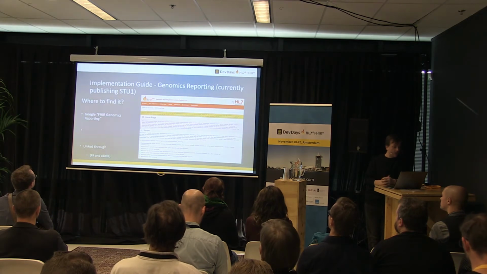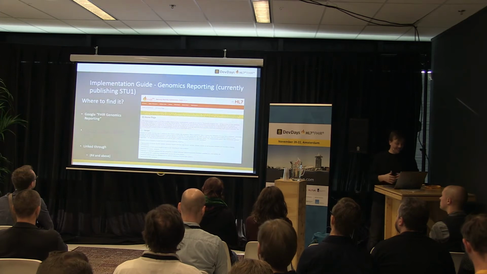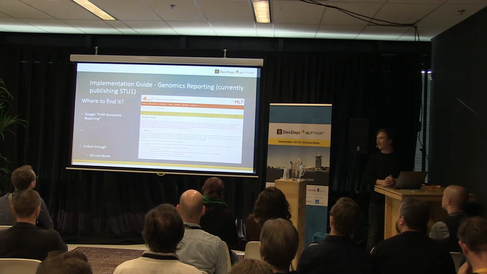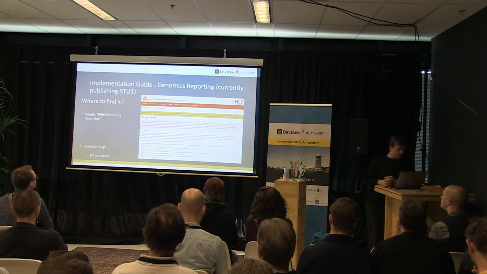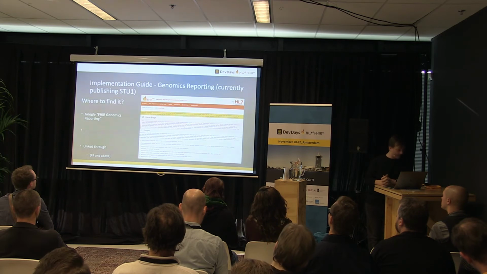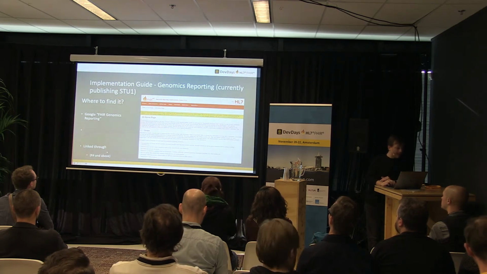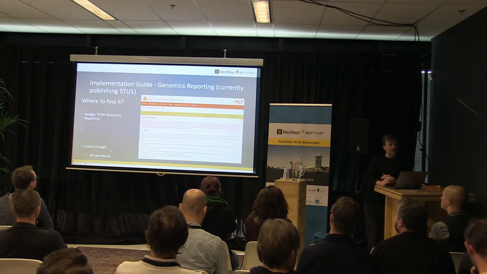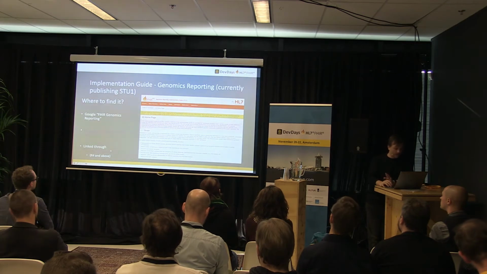Where could you find this implementation guide? The easiest is to Google FHIR Genomics Reporting. It should be quite high. Or you could go to fhir.org/guide/registry and search for genomics. Or you go to hl7.org/FHIR/genomics, and it's linked from there as well. The actual link to the Genomics IG is on the last slide of this presentation.